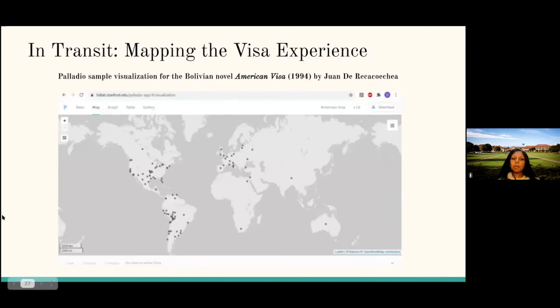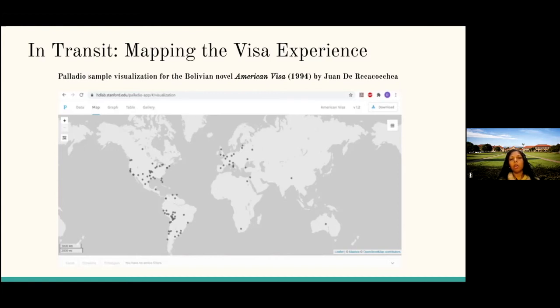So this is a sample. I've used Palladio for both of my corpora. It has its limitations. Now I have decided to move beyond Palladio, for the better or for the worse. What I did was use geocoding with Google Sheets, and then I plotted onto Palladio and tried to visualize the locations which come up.